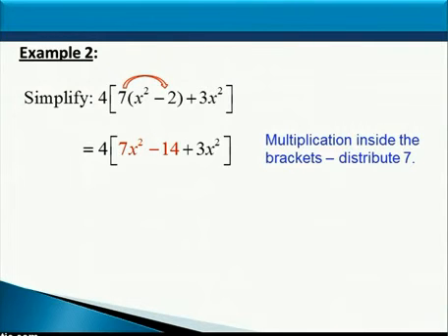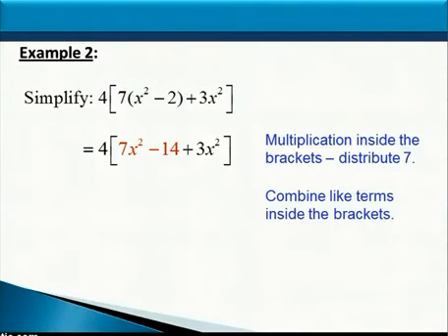Then we still have the plus 3x squared inside the brackets, and then we still have the 4 being multiplied outside the brackets. Now, inside the brackets, we have subtraction and addition. So, because we don't have all like terms, we're only going to perform the operations that involve the like terms, and that would be the addition of 7x squared and 3x squared. So when we add those two together, we get 10x squared altogether, and the 14 is still being subtracted.